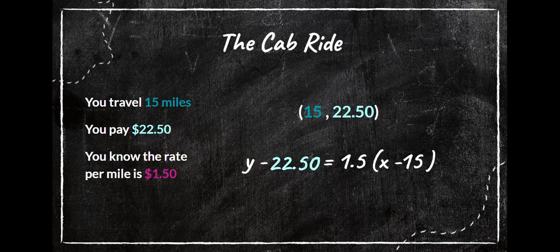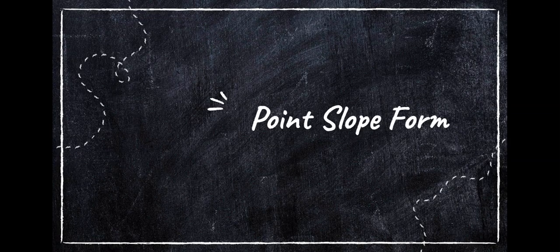We can see the $22.50 show up in the equation because it's being subtracted from y, and the 15 is being subtracted from x. Finally, the rate of $1.50 per mile is showing up right outside the parentheses. The placement of these numbers is not a coincidence. This equation is written in point-slope form.